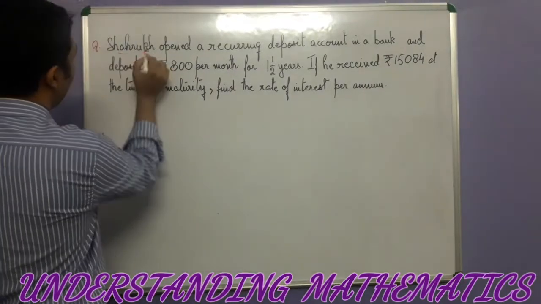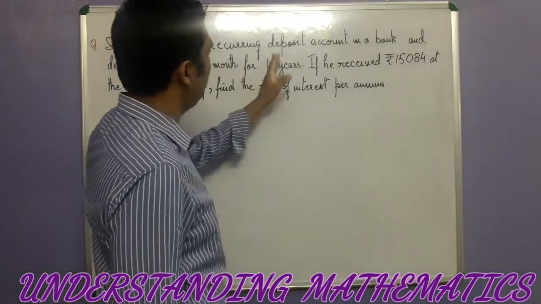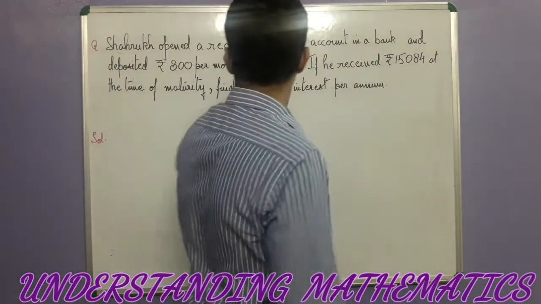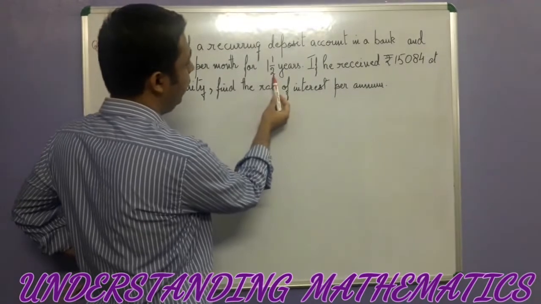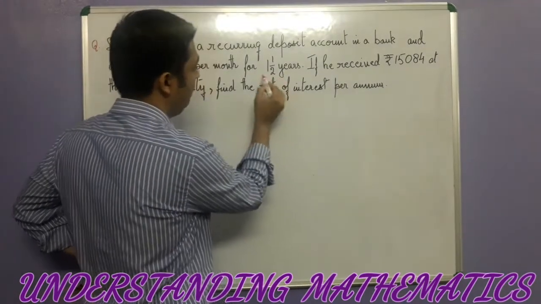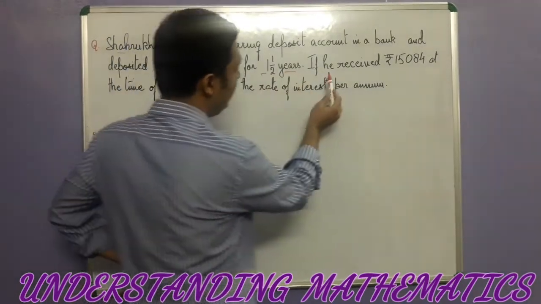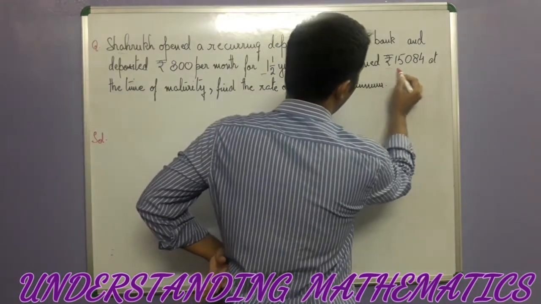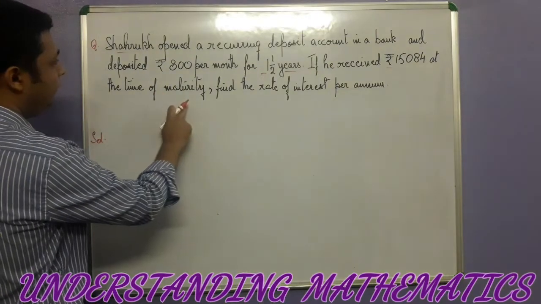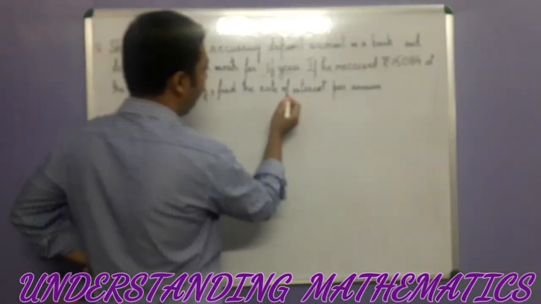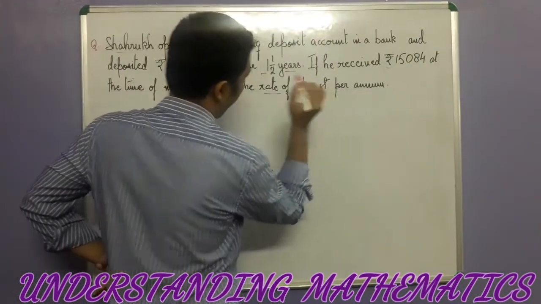Okay, so the next question says that Mr. Shahrukh has opened a recurring deposit account in a bank, and he deposited rupees 800 per month for 1.5 years. So this is the time given to us, and then he receives rupees 15,084 at the time of maturity. So what we need to find? We need to find the rate of interest.